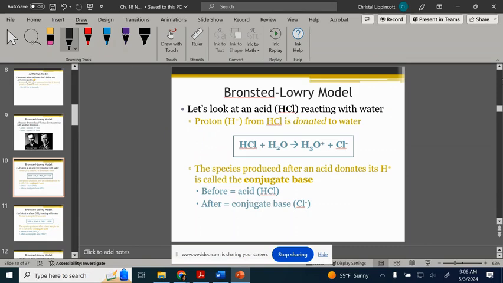We're going to look at an acid. If this guy was placed in water, so hydrochloric acid was placed in water, this hydrogen here is going to get donated from here and come over to here. That would make this H3O plus and leave this guy behind without the hydrogen.